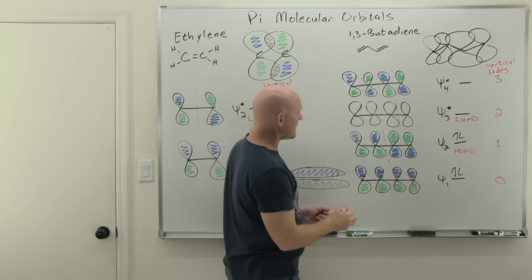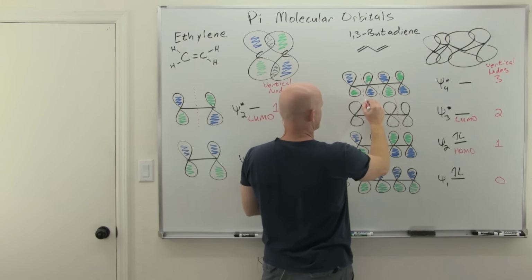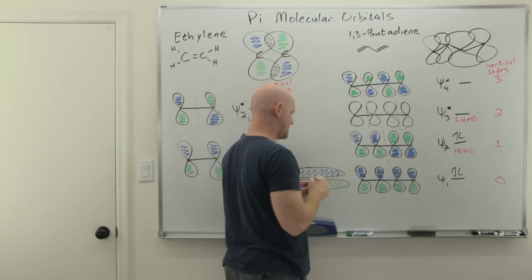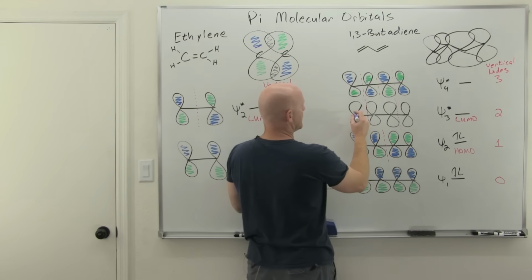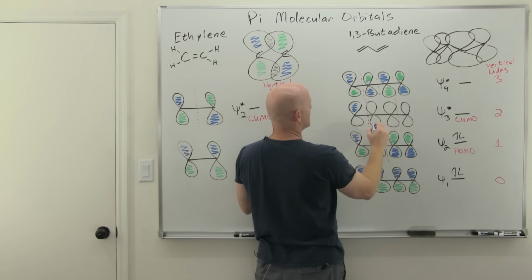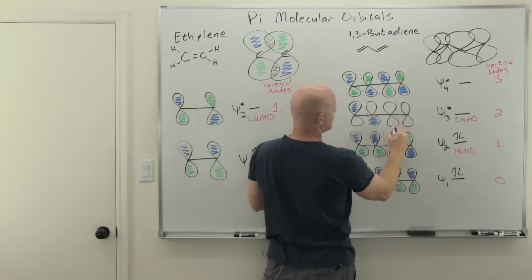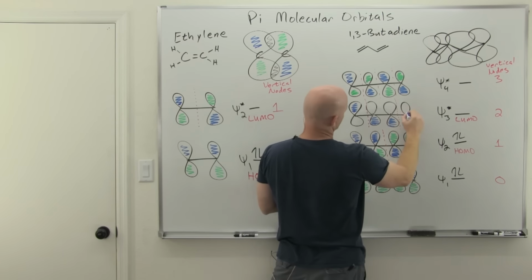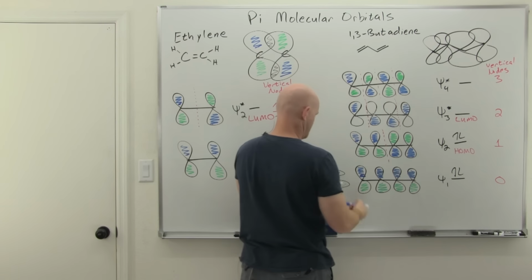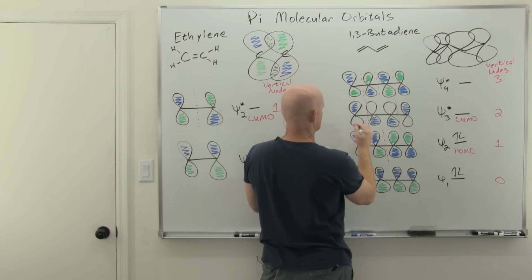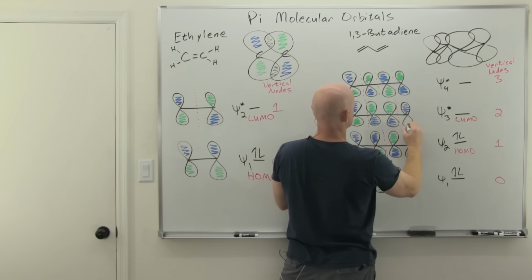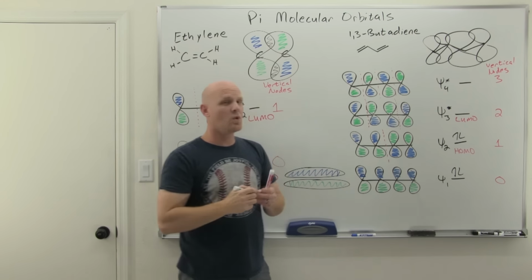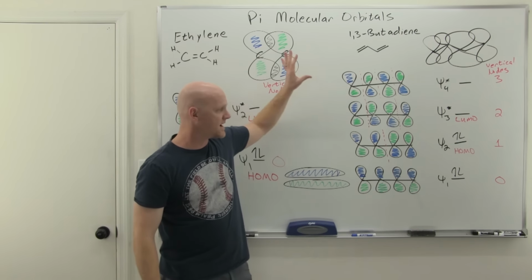And so we got a node there, and if we cut the other half in half, then we end up with another node right here as well. And once again, then we can just shade in appropriately. So again, when you cross a node, alternate. And if you don't cross a node, then make sure they're in phase. Cross a node, alternate. Cool, and there's the complete molecular orbital diagram for 1,3-butadiene.